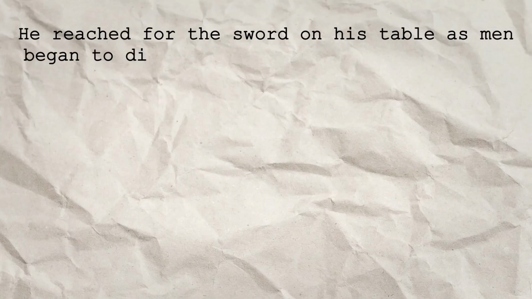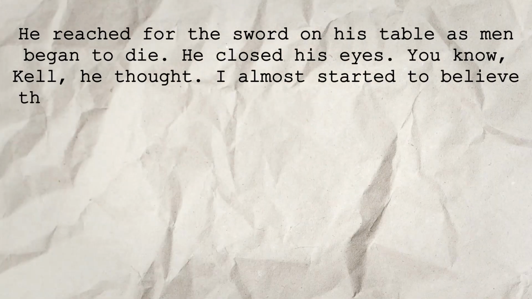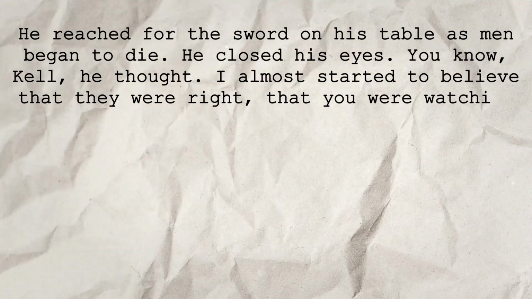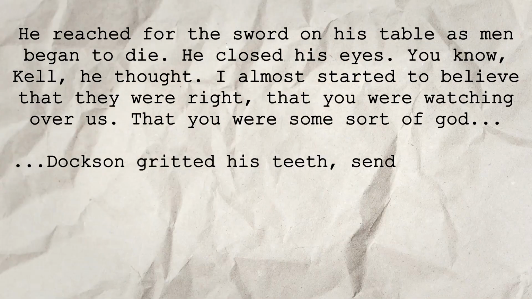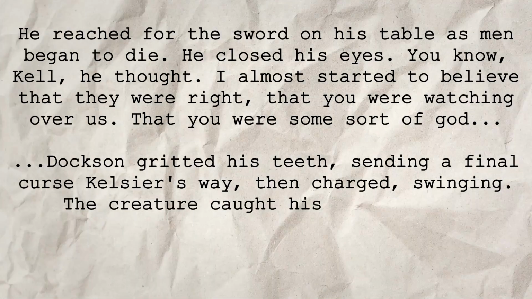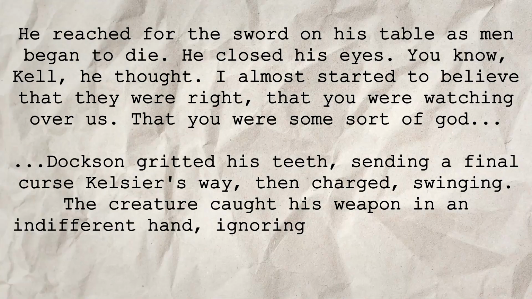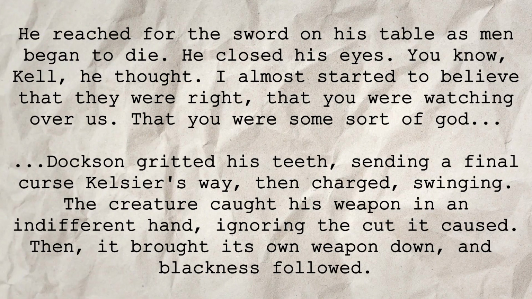He reached for the sword on his table as men began to die. He closed his eyes. "You know, Kel," he thought, "I almost started to believe that they were right, that you were watching over us, that you were some sort of god." Doxon gritted his teeth, sending a final curse Kelsia's way, then charged, swinging. The creature caught his weapon in an indifferent hand, ignoring the cut it caused. Then it brought its own weapon down, and blackness followed.